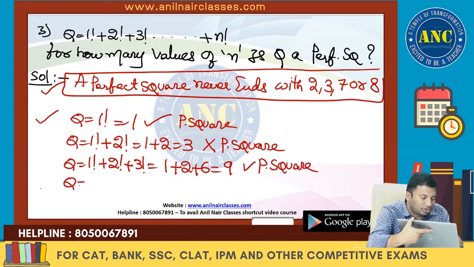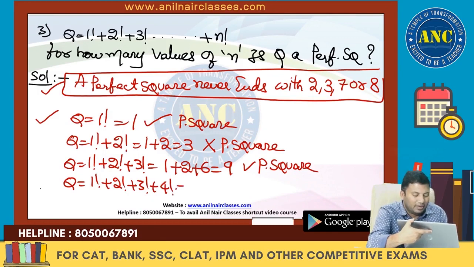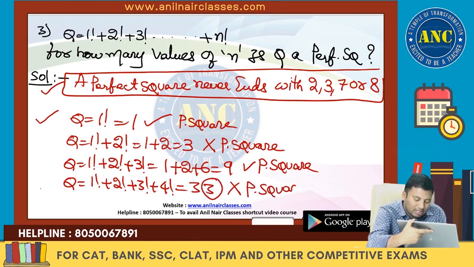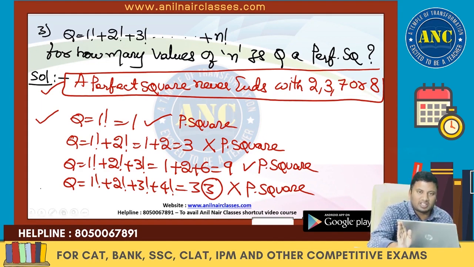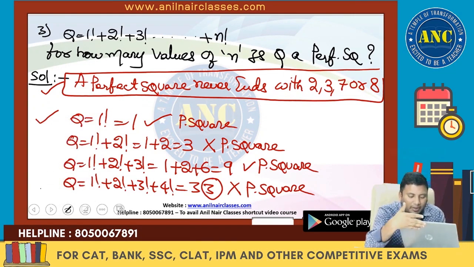Suppose I take the fourth number, 1 factorial plus 2 factorial plus 3 factorial plus 4 factorial. This is nothing but 24 plus 9, which is 33. 33 is ending with 3. Any number ending with 3 is not a perfect square. So till 4 factorial, the sum is 1 plus 2 plus 6 plus 24, which is 33, ending with 3, and so not a perfect square.